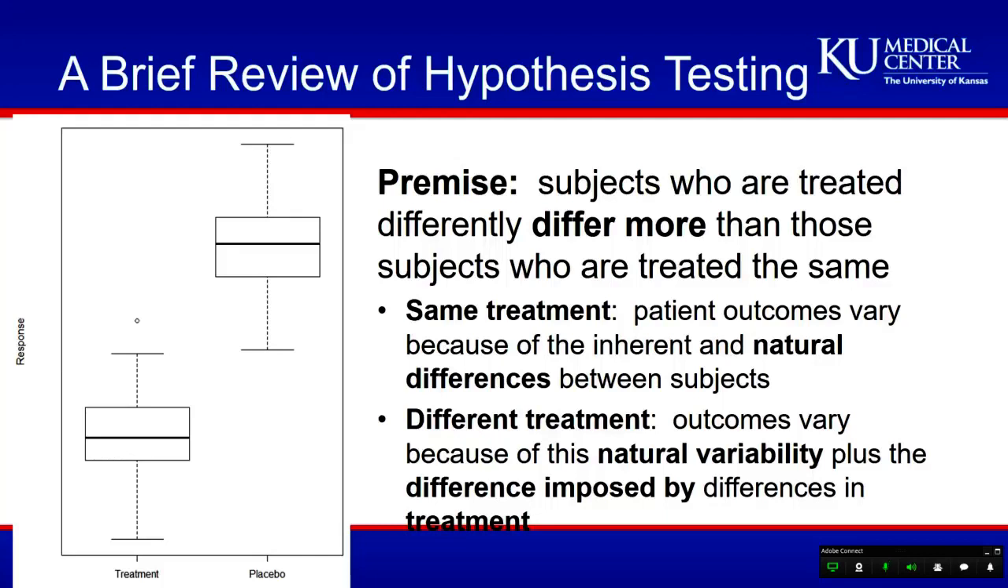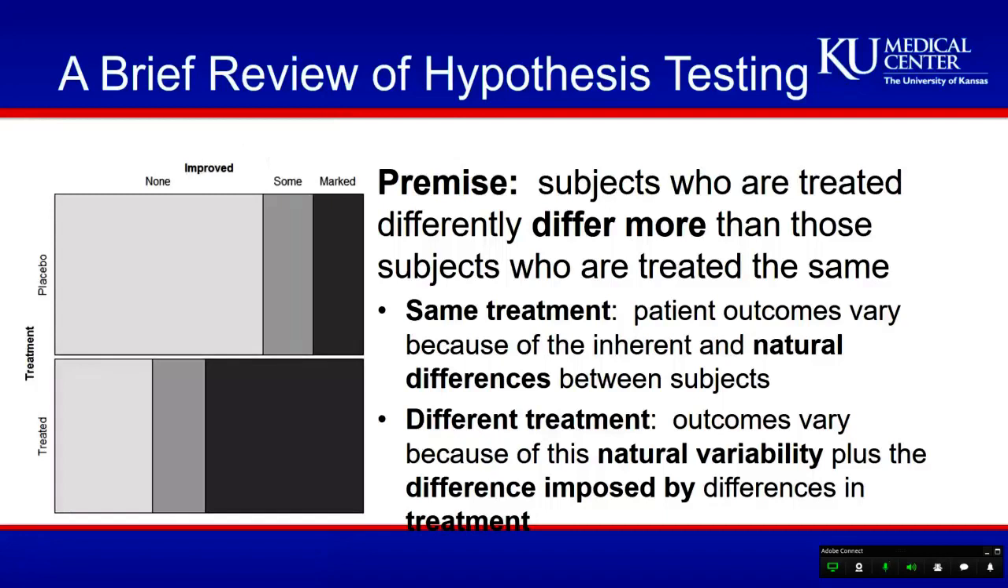endpoint or outcome. But the premise here is that from hypothesis testing, subjects who are treated differently tend to differ more than those subjects who are treated the same. So if 2 people receive the same treatment, then the only thing that should be describing their differences in outcomes are those things that are naturally inherent differences between the 2 subjects, if you have a nice homogeneous set of patients. If they receive different treatments, then their outcomes could vary because of that same natural variability, but also because of some impact of the treatment that they received.